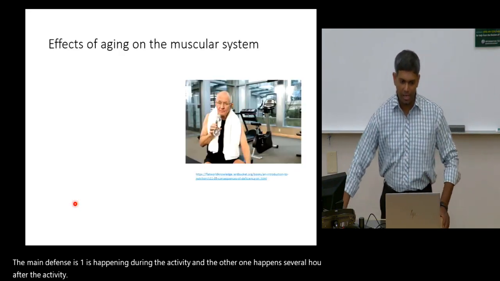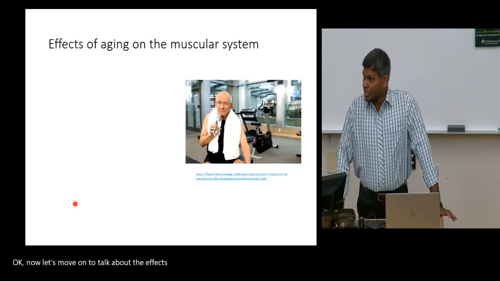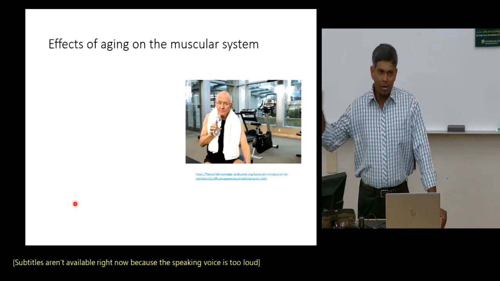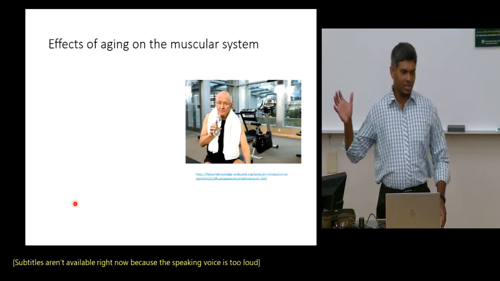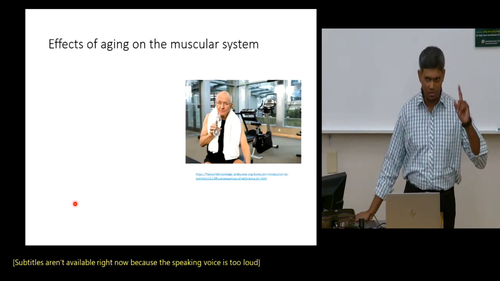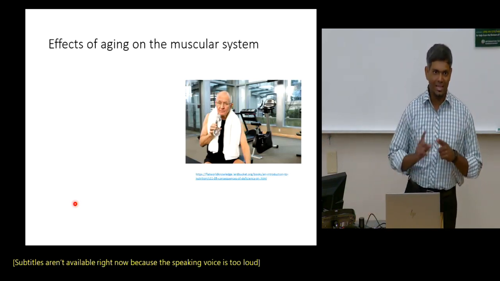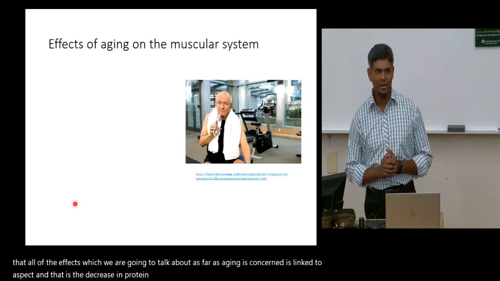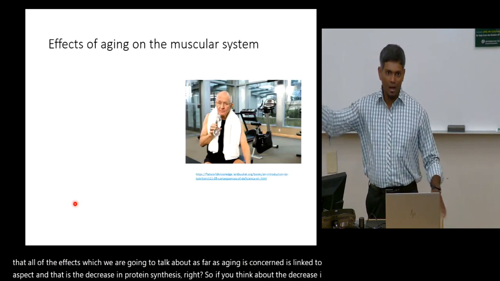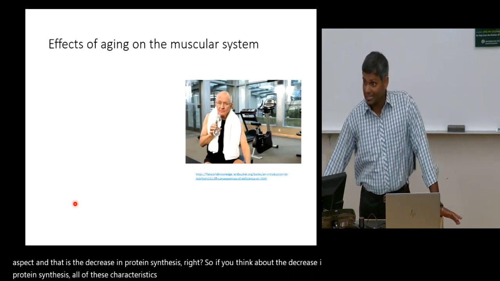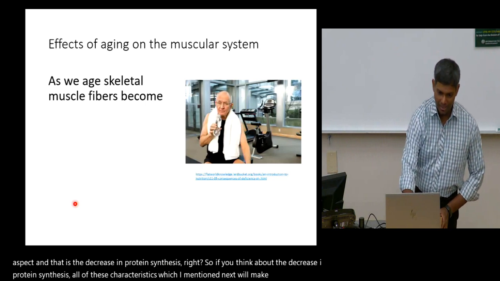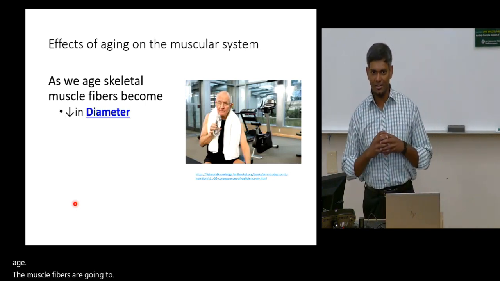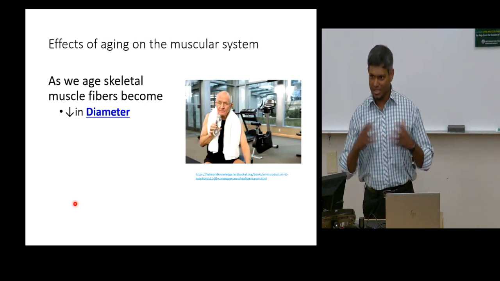Okay, now let's move on to talk about the effects of aging on the muscular system. All of the effects we are going to talk about as far as aging is concerned are linked to one aspect, and that is the decrease in protein synthesis, right? If you think about the decrease in protein synthesis, all of the characteristics I mention next will make sense.